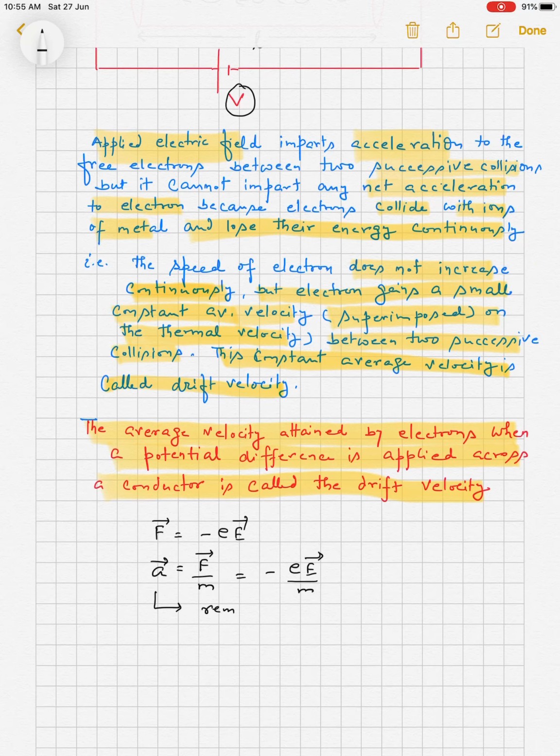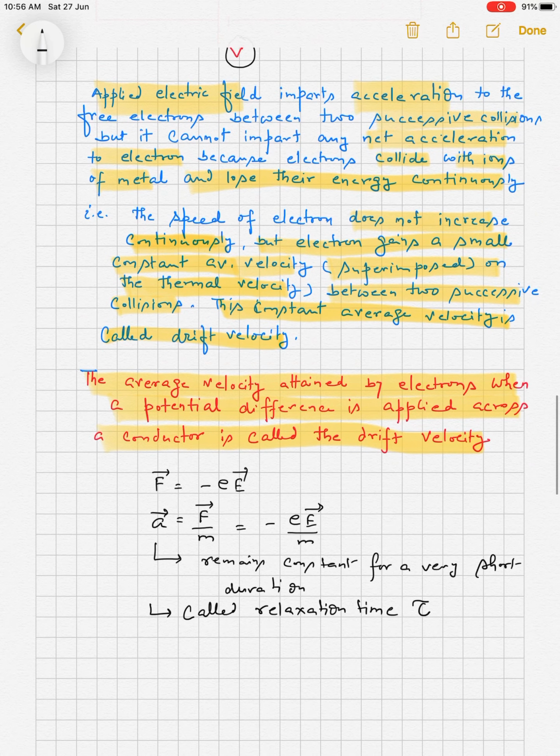This acceleration remains constant for a very short duration, called relaxation time, and it is represented by tau. This is a very small duration for which acceleration remains constant, because there are collisions between the electrons themselves and with the positive ions at the crystal lattice.